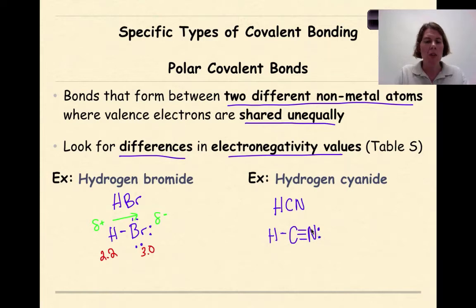and then the nitrogen has its lone pair. If I were to go through and assign electronegativity values here, hydrogen would be 2.2, carbon would be 2.6, nitrogen would be 3.0. So if I look at the molecule as a whole, the hydrogen would have the slightly positive charge because it has the lowest electronegativity value, while the nitrogen would have the slightly negative charge because it has the highest electronegativity value. Therefore, the electron density in general gets pulled closer to the nitrogen than to the hydrogen.